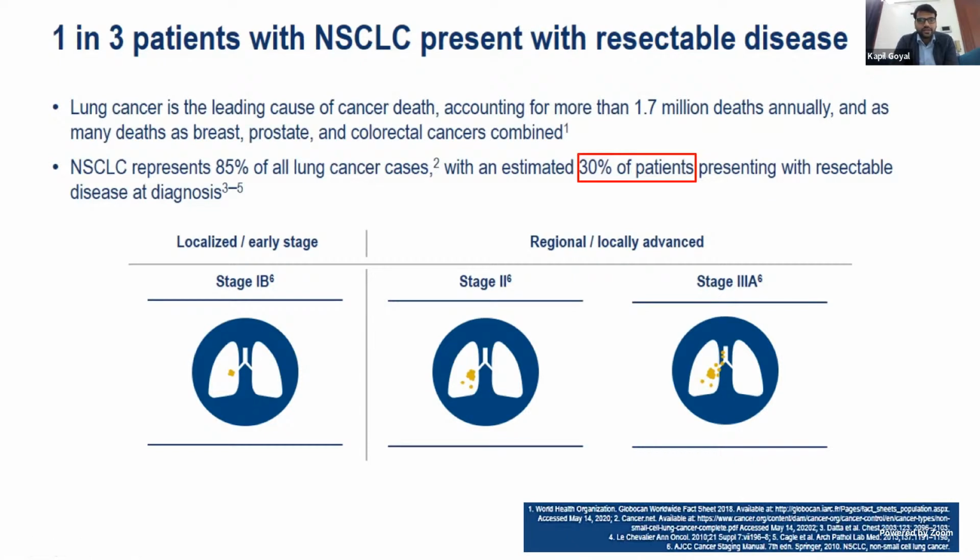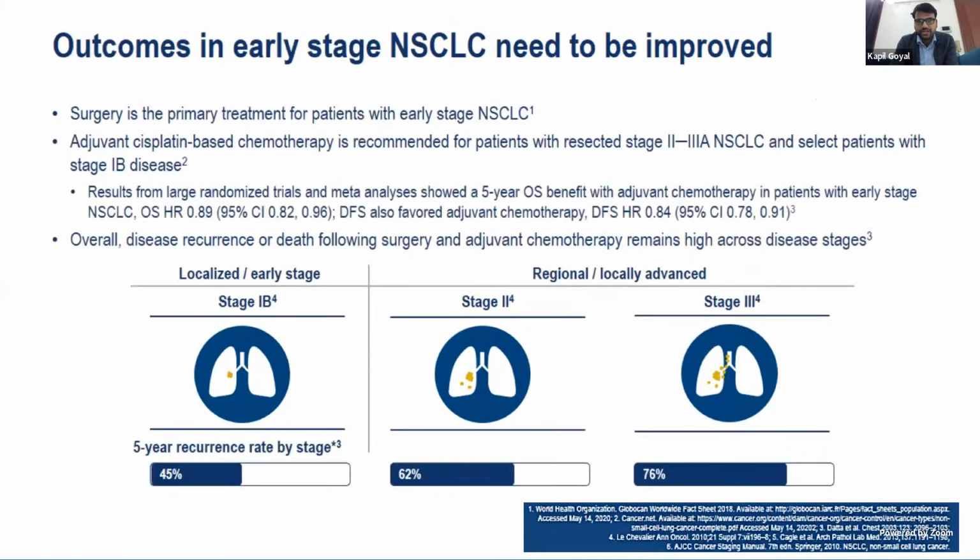In early resectable disease, we categorize patients into two: localized early stage, that is up to stage 1B, and regionally locally advanced, combining stage 2 and stage 3A. Outcomes in early stage NSCLC need to be improved because surgery is the primary treatment for such patients, and adjuvant cisplatin-based chemotherapy is recommended for patients with resected stage 2 to 3A NSCLC and selected patients with stage 1B disease.